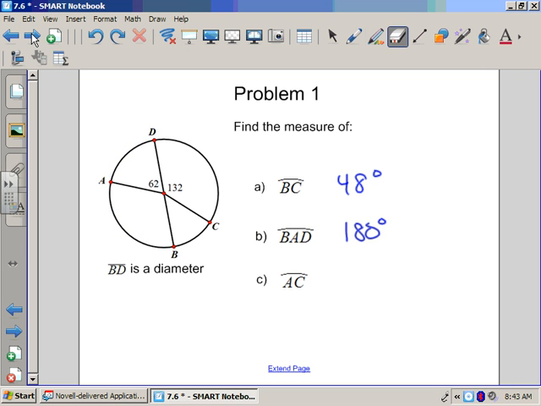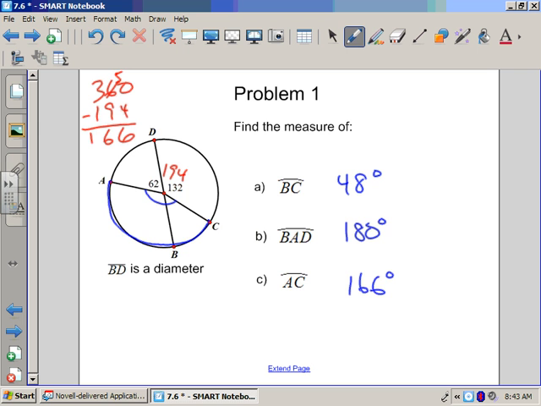And finally, what about arc AC? I start at A, I end at C. I don't go through D because that would be more than 180 degrees, so I must go this way. There are a couple ways to get the measure of this angle. What I think I'm going to do is say that 62 and 132 is 194. The whole angle is 360. What is 360 minus 194? It is 166 degrees. So the measure of arc AC must be 166 degrees.